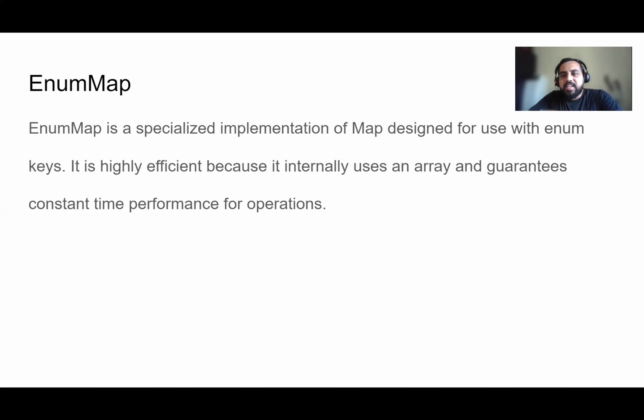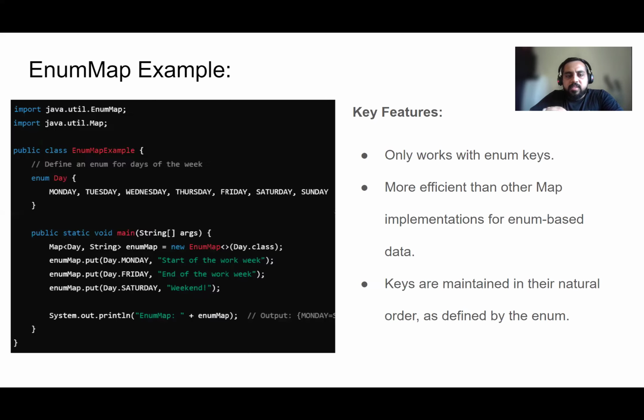Like how we saw in EnumSet, EnumMap works in a similar way, looking at enum constants. EnumMap is a specialized implementation of Map designed to be used with enum keys. Enum keys are enum constants. It's highly efficient because it internally uses an array, a bit vector concept. When our application is deployed in a system where memory and time both must be taken into consideration, we can go with an EnumMap. It internally uses an array and guarantees constant time performance for operations.